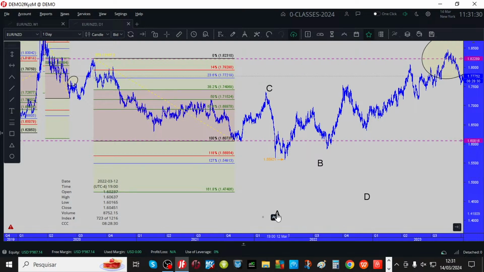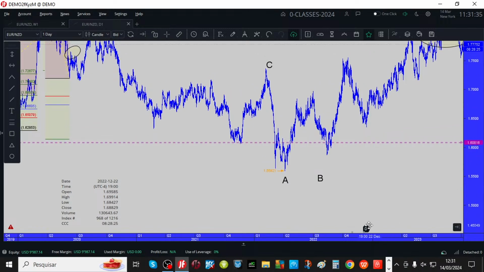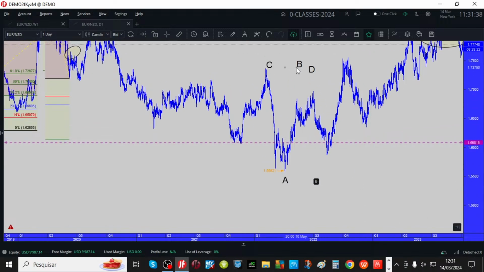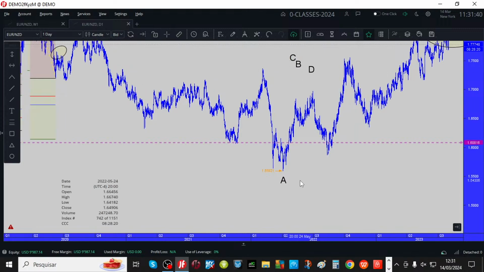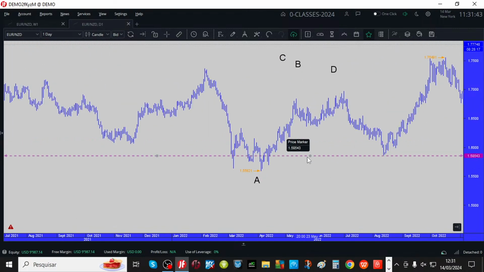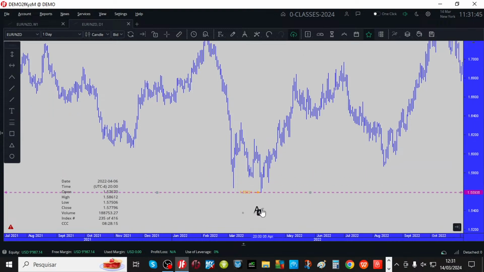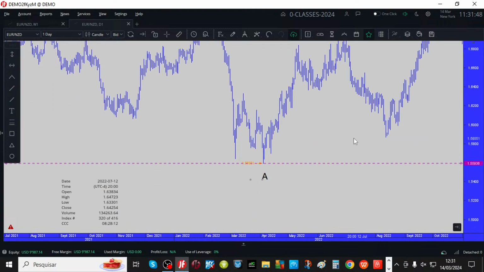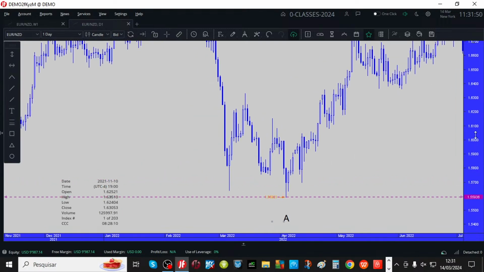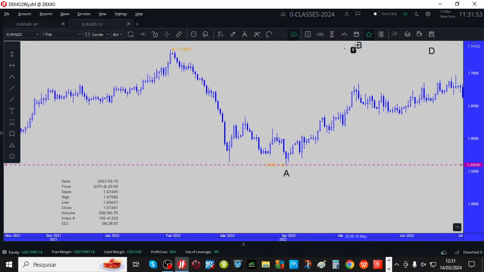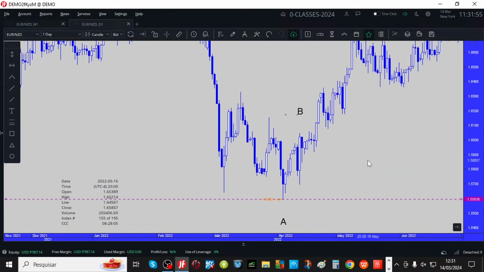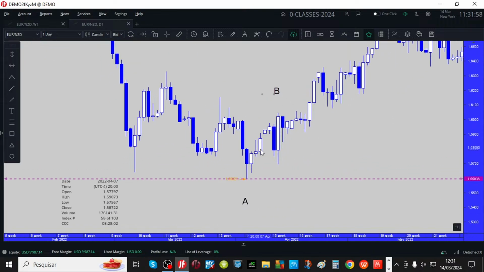So that's the A. We're going to delete this one, not relevant anymore. And let's start the up Fibonacci's. A, B, C, D. So this is the A. The B is the first high as soon as possible after the A. That's the B. Horizontal line. Fibonacci retracement tool.